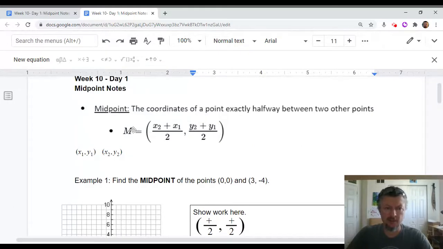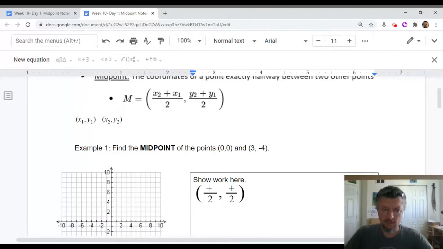So the midpoint formula has x2 plus x1 divided by 2, comma, y2 plus y1 divided by 2. So what you're doing, you're adding the x's divided by 2, adding the y's divided by 2. You get two numbers, and that ends up being a point because it's the midpoint. Okay, so first you have these 2 points here, 0, 0, and 3, negative 4.